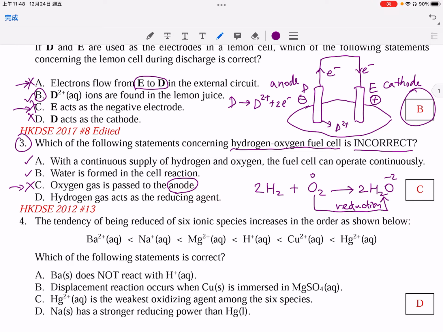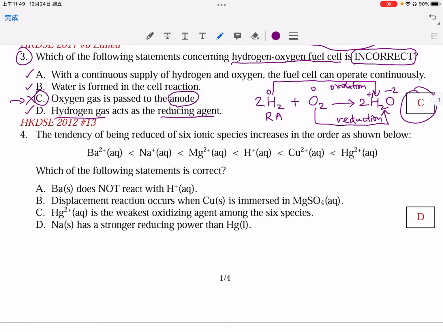How about option D? Hydrogen gas acting as reducing agent. Hydrogen becoming water. Hydrogen, the oxidation number is 0. In H2O, it is positive 1. So this is an oxidation. And therefore, hydrogen H2 is acting as a reducing agent. So this is a correct statement. Bearing in mind that this question is asking you to find the incorrect statement, the answer is C. Question number 4.